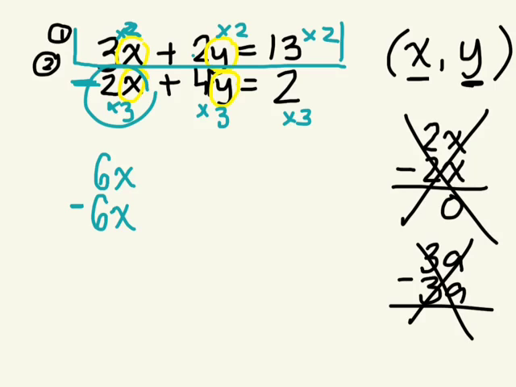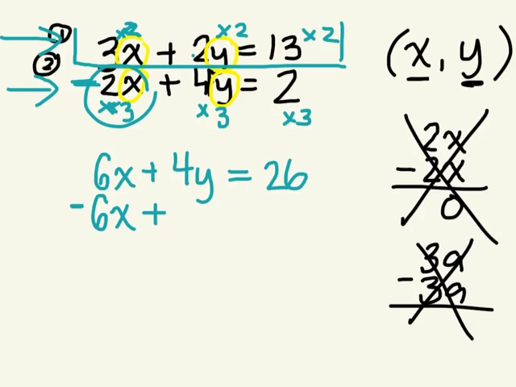So what's 2y times 2? Positive 4y, good. And then 13 times 2. We'll go across. The first equation is 26. Now we'll do the second equation. 3 times 2 is 6. And then 4y times 3 is positive 12y, and then 2 times 3 is 6.